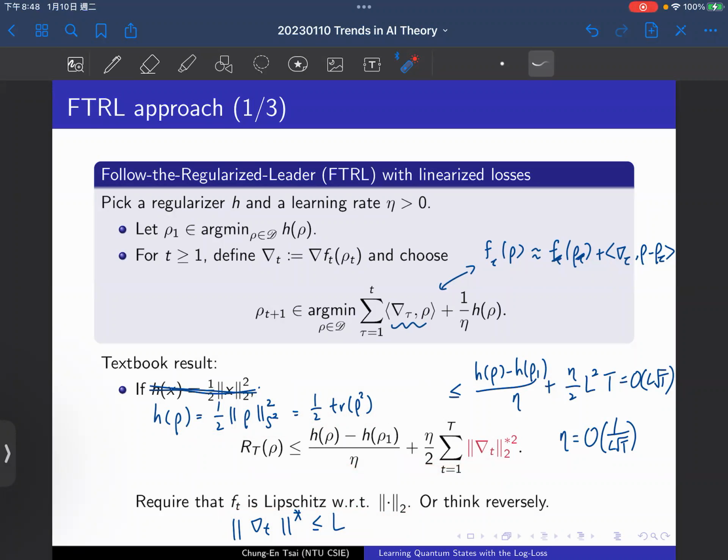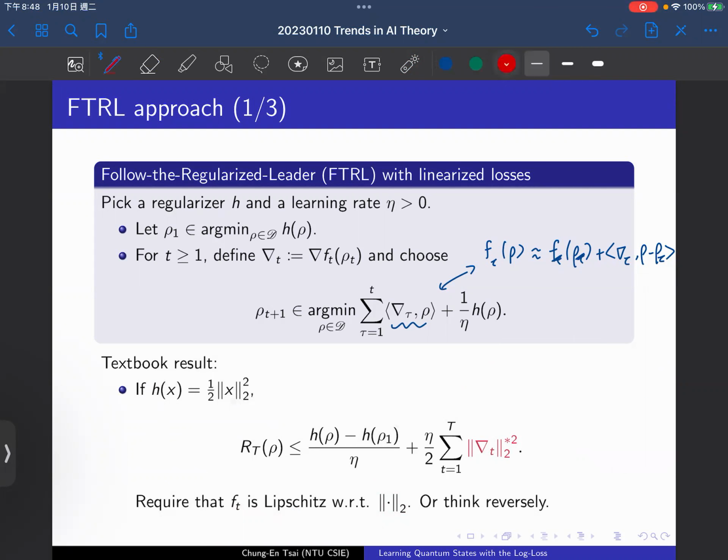So what we want to do is, if we can choose some norm such that f_t is Lipschitz, then we can find some H. Since f_t is not Lipschitz with respect to any fixed norm, there is a clever idea: suppose we can find some position dependent norm. Suppose f_t is Lipschitz with respect to some position dependent norm.